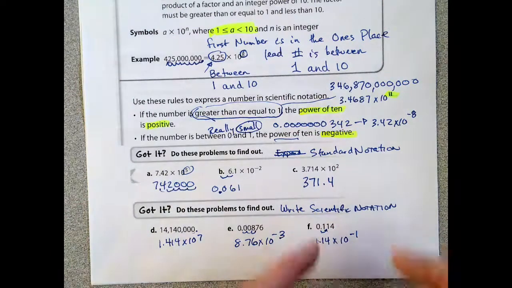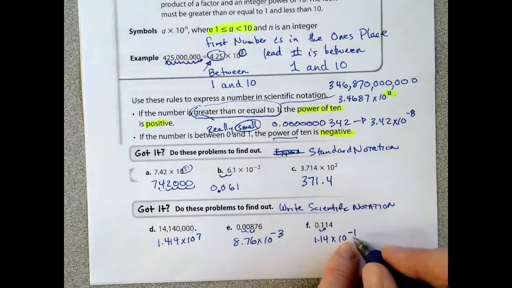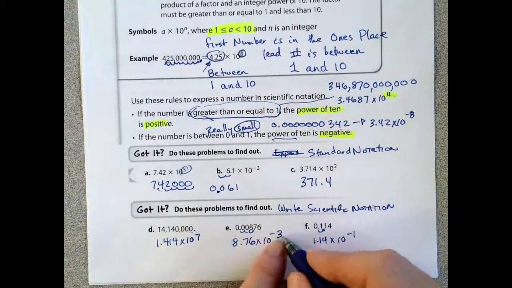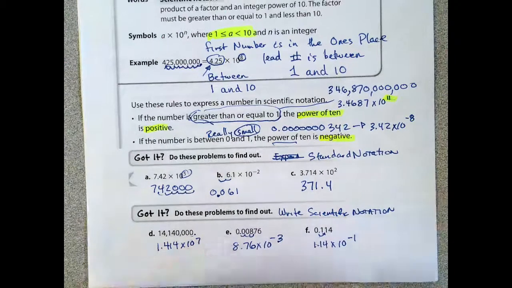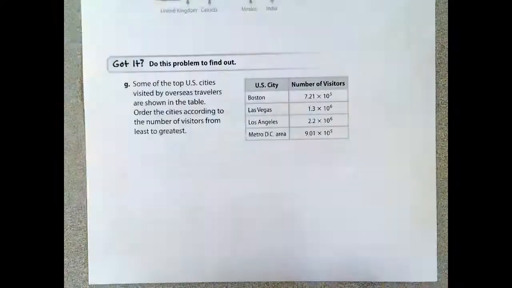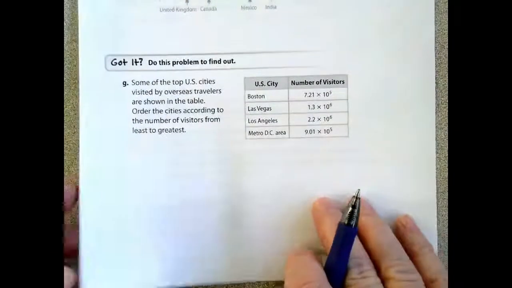So small numbers are represented with what? Negative exponents. Small number, negative. Large number, positive. Okay.